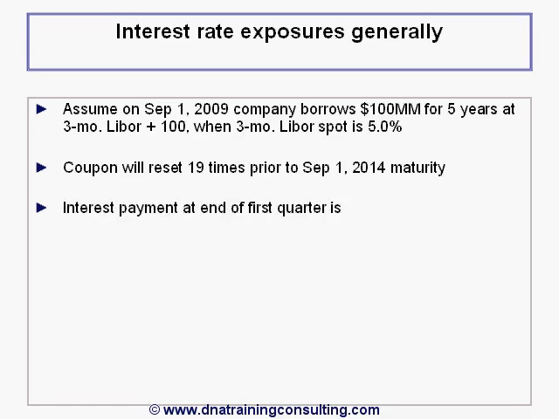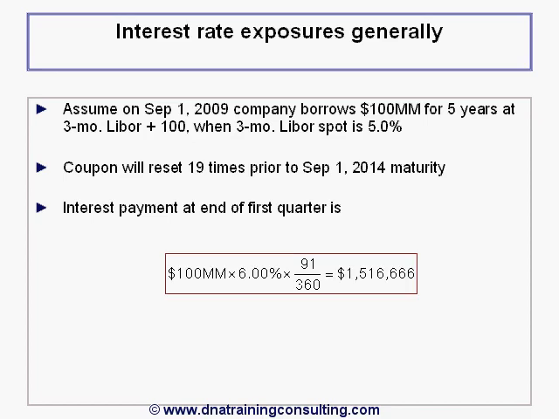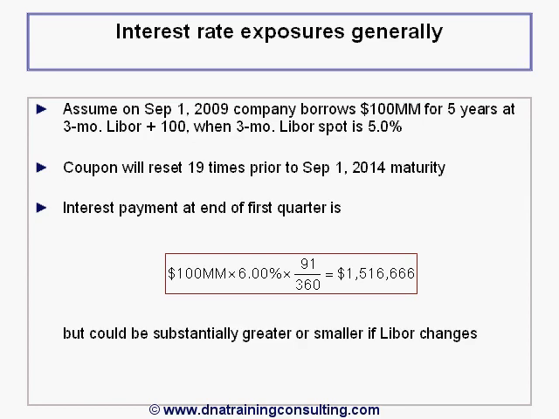More specifically, the interest payment at the end of the first period will be 100 million times 6% times 91 over 360, which gives this 1.5 million and change number you see on the right, but could be substantially greater if 3-month LIBOR were to rise and substantially less if 3-month LIBOR were to fall.